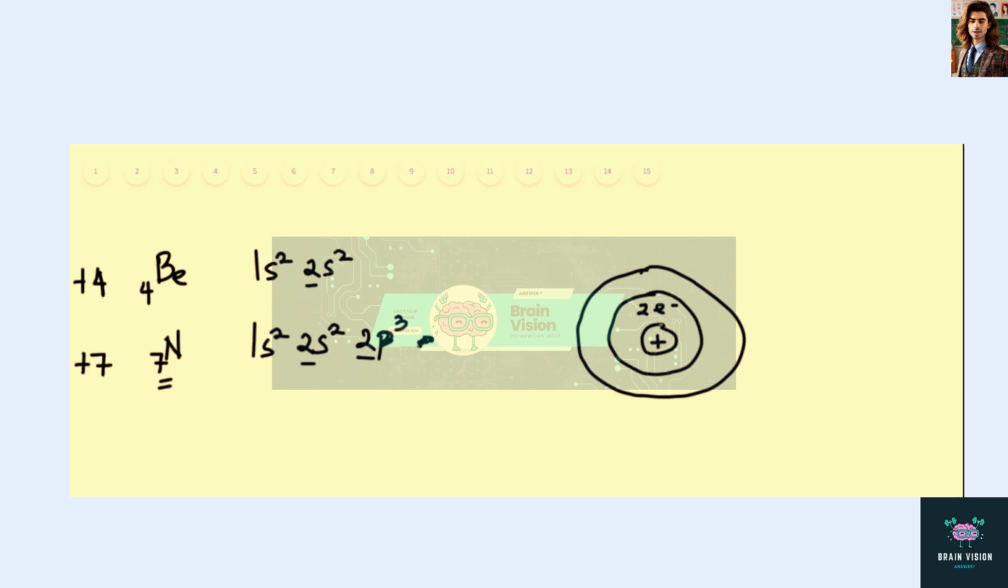Therefore, the effective nuclear charge that is felt by the electrons in the valence shell of nitrogen will be more than the effective nuclear charge that is felt by the electrons in the second shell of beryllium.